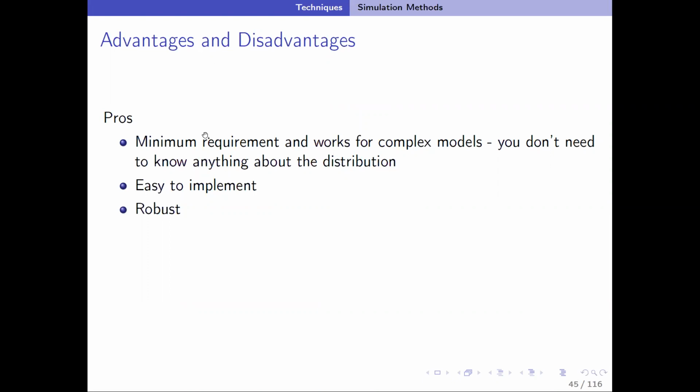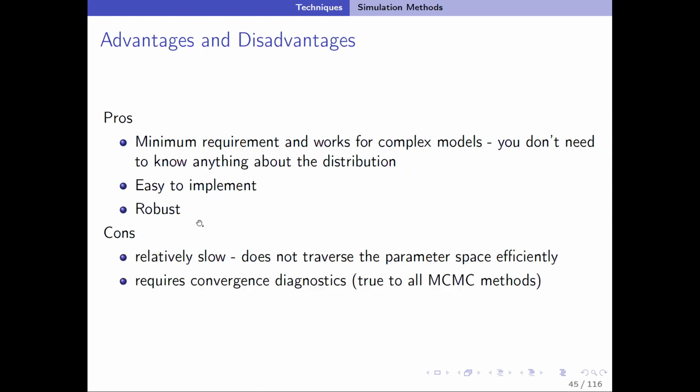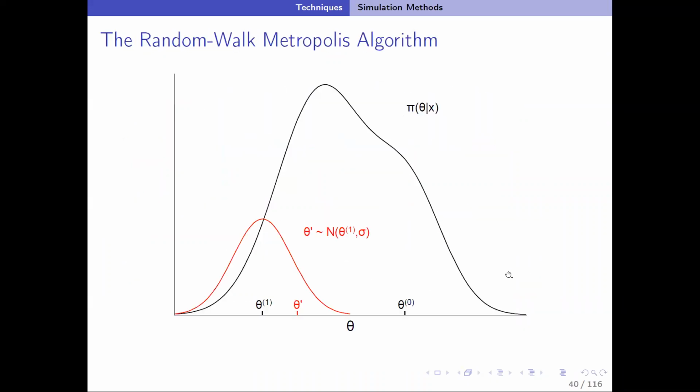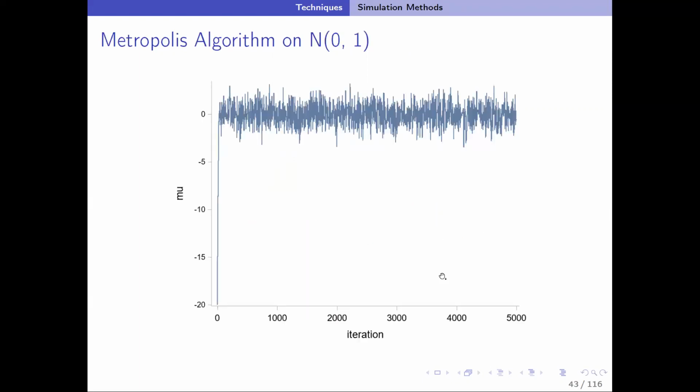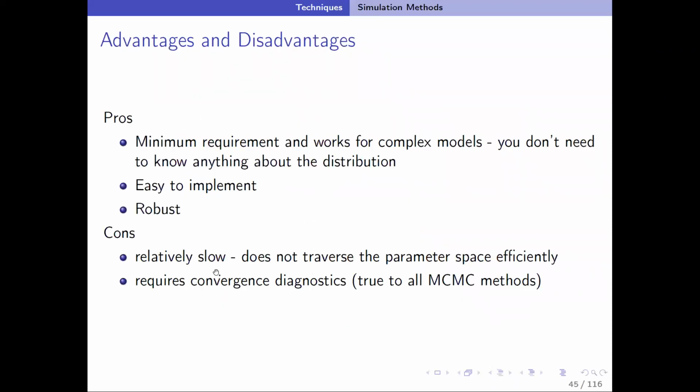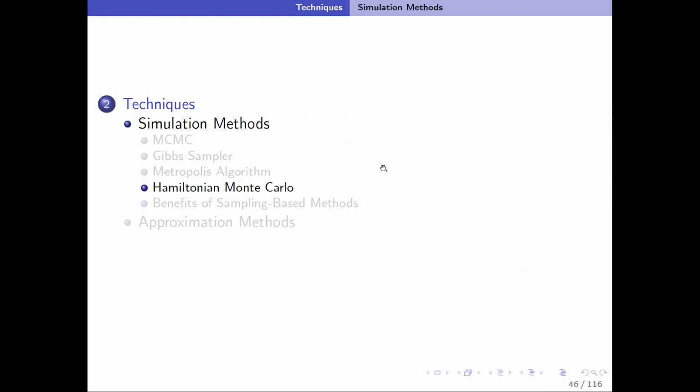So the question is the advantage and disadvantage of the Metropolis algorithm. The pro is you really have a minimum requirement. As long as you can numerically compute something, you can do it. You can do it for a very complex model, it's very easy to implement, and it's very robust. But the con is that it is relatively slow. That just means that it doesn't traverse the parameter space very efficiently. In that sense, it depends on how big a step it takes, whether it should always take the same step in all of the parameter space, and as things get to be high dimension, it gets tricky. So that's the relatively slow comment on what the Metropolis sampling algorithm refers to.